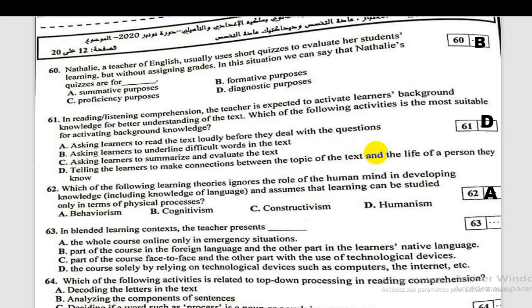63. In blended learning context, the teacher presents. What does this term blended learning context mean? A. The whole course online only in emergency situations, B. Part of the course in the foreign language and the other part in the learner's native language, C. Part of the course face to face and the other part with the use of technological devices, D. The course slowly by relying on technological devices such as the computer, the internet, etc. The right answer here is C, part of the course face to face and other parts with the use of technological devices.